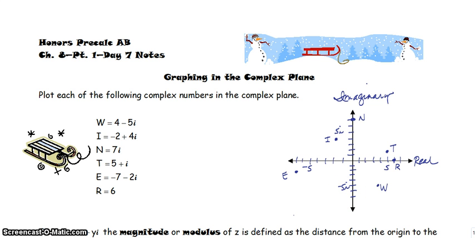So to plot the W, the real number portion is 4, so I would go over 4 units along the real number line, and then the imaginary number part is -5i, so I will go down 5i units and then put the point and label that point W. And you can do something similar with the other number. I will let that be up to you.